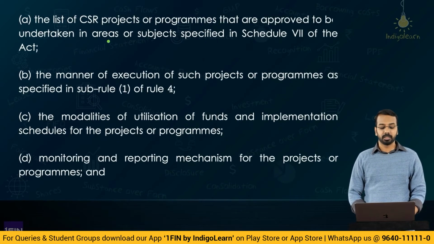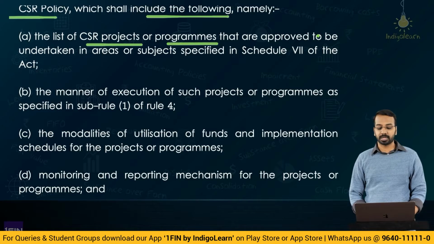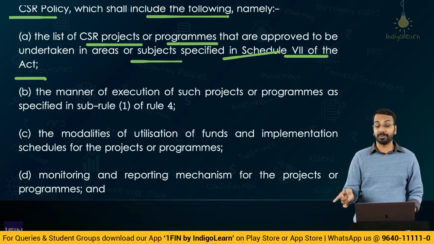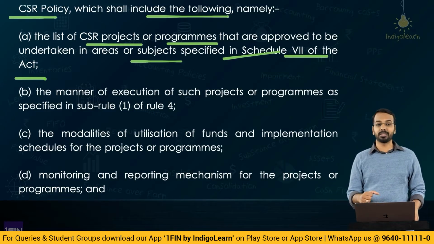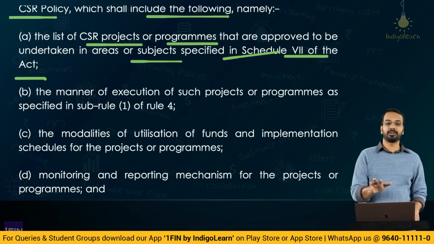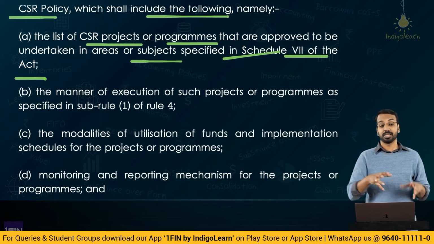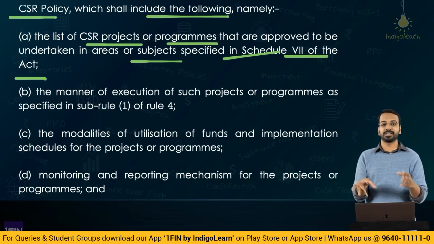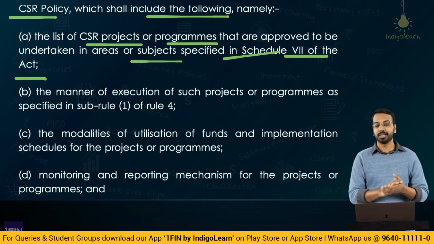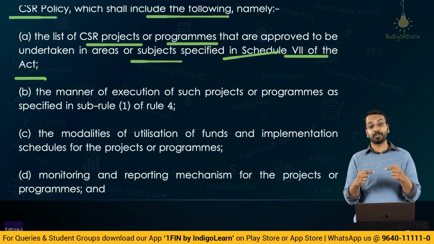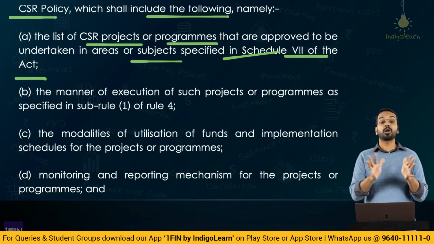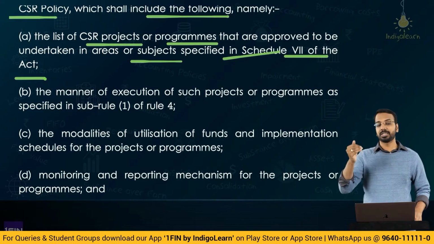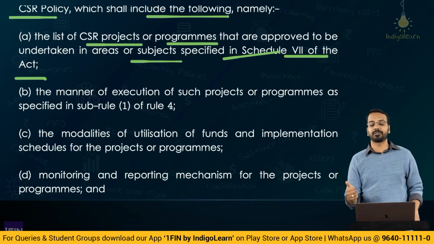What will the action plan contain? First, the list of CSR projects or programs that are approved to be undertaken in areas or subjects specified in Schedule 7 of the Act. So, Schedule 7 of the Act lists what projects and activities can be undertaken that will be considered as CSR activities. See, the objective of CSR, as I told you, is to give something back to the society. So what kind of activities can be covered as a social responsibility, whether building of schools, or building of hospitals, or building hospitals for employees, right? What all can be covered? That is listed in Schedule 7. So for the list of activities, projects, and programs, we have to refer to Schedule 7.